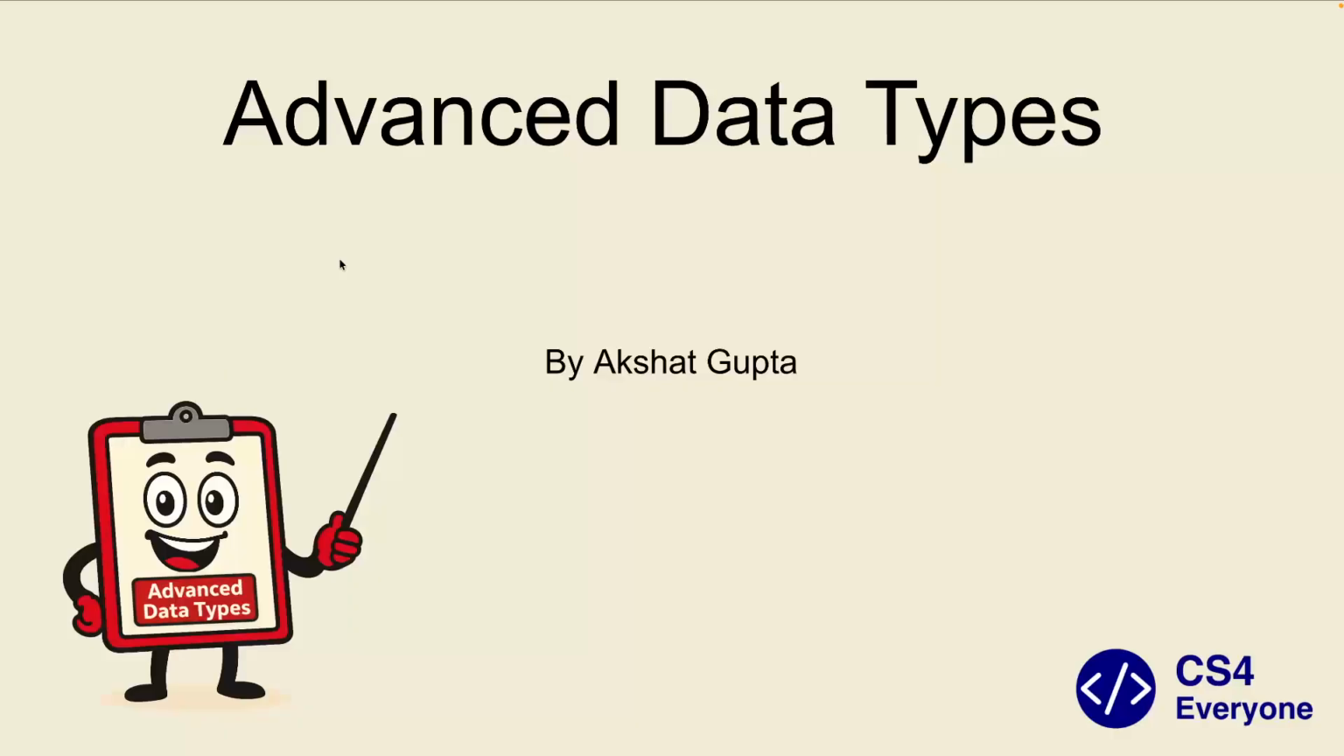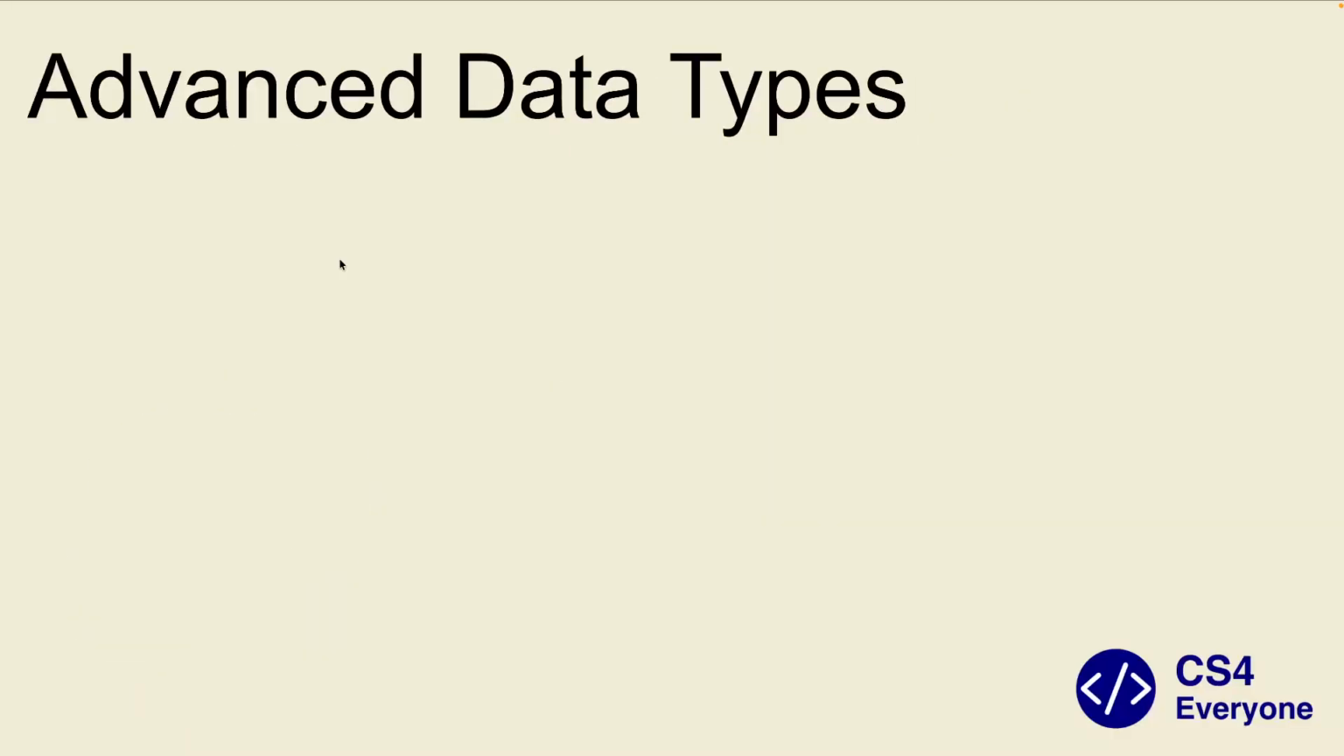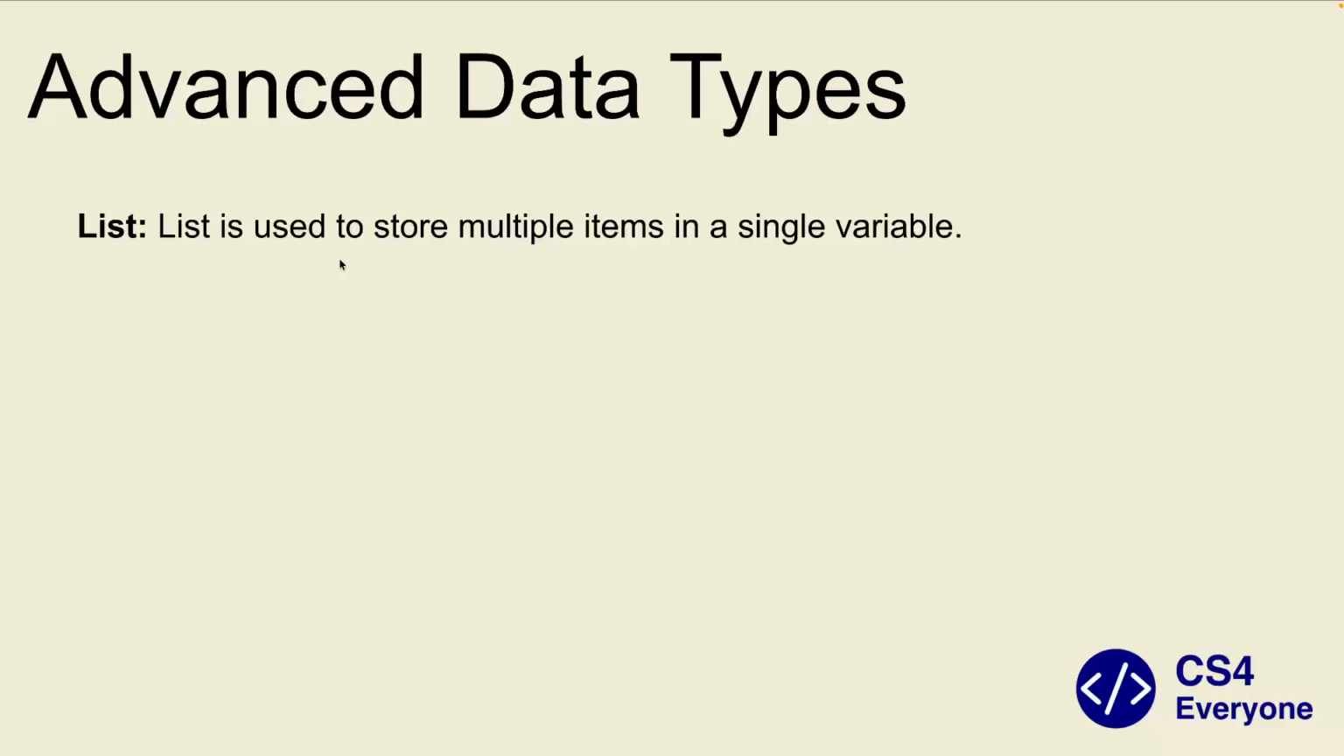Today, we will be learning about advanced data types. A list is used to store multiple items in a single variable. Like here, the list is my list, and it stores apple, banana, and cherry, the fruits, as strings.